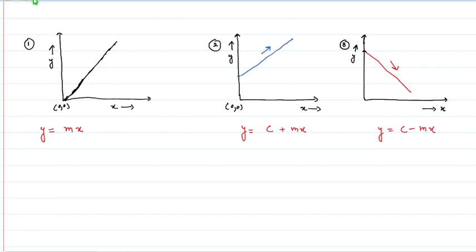Here this y is simply the y values and x is the x values, and m is the slope. Okay, m is equal to slope. So what we will do, we will simply write change in y upon change in x, and write the slope, and this slope will be simply equal to m.